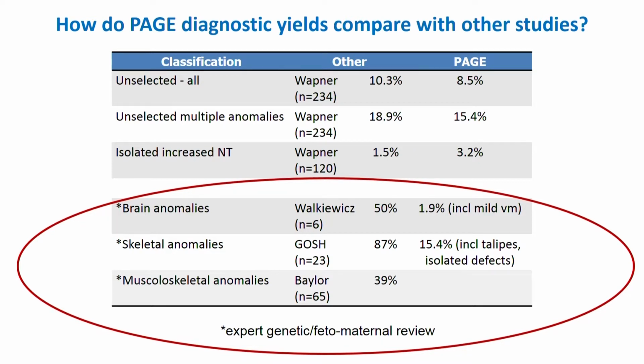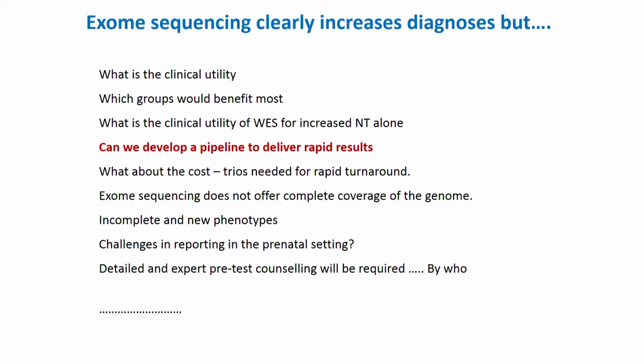Whereas in the PAGE study, the hit rate's much lower, 15%, but that includes things like isolated talipes and isolated transverse limb defects, where you might not necessarily expect to see a genetic syndrome. And similarly, the Baylor group have recently published some of their data, and they've got about a 39% hit rate when they review all of the cases with a genetic review first.